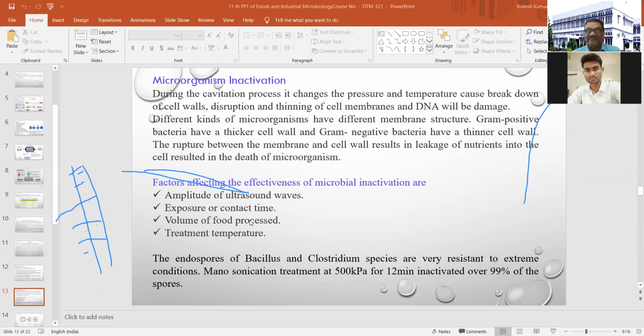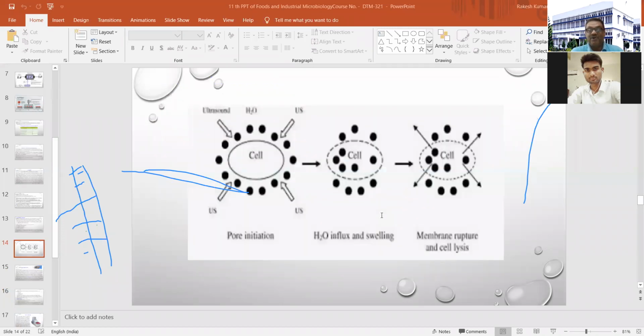Now the endospores of Bacillus and Clostridium species are very resistant to extreme conditions. Monosonication treatment at 500 kilopascal for 12 minutes inactivated over 99% of the spores. So wherever you know that a very high number of spores is there in the system, you can use this method for preservation. So pore initiation is there, hydrogen influx and swelling of the bacterial cell you can see here, and thereafter membrane rupturing, and ultimately the cell will be inactivated. Cell lysis will occur in the system.